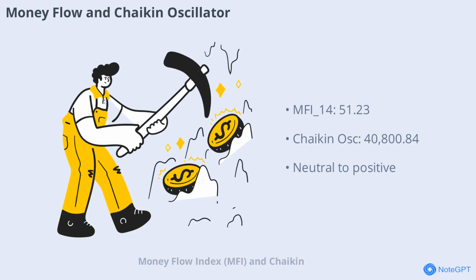Money Flow Index, MFI, and Chaikin Oscillator help track buying and selling pressure. MVLL's MFI 14 is 51.23, a neutral reading. The Chaikin Oscillator is positive at 40,800.84, suggesting some accumulation. These indicators can provide early clues about shifts in market sentiment, especially when combined with volume analysis.